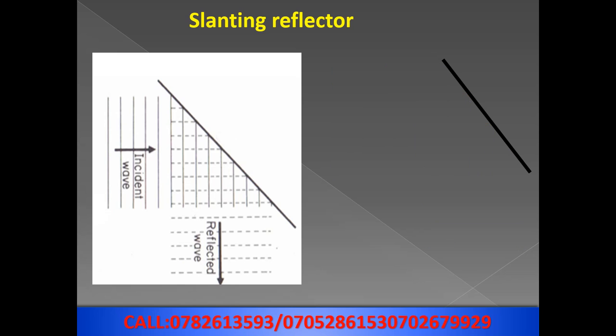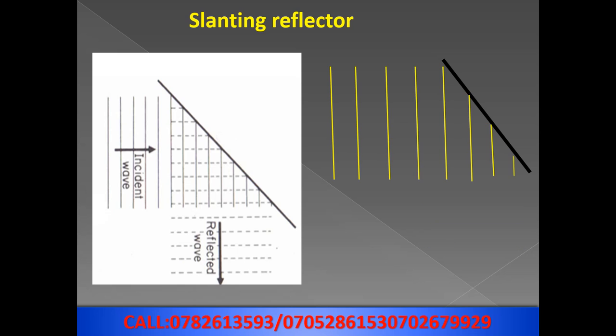Okay, let's look at the action again. Incident waves, the reflected waves. So these go in this direction. When they hit this reflector, they are reflected in this direction as straight waves. So that is how the waves are reflected back when the reflector is slanting, or at a certain angle.